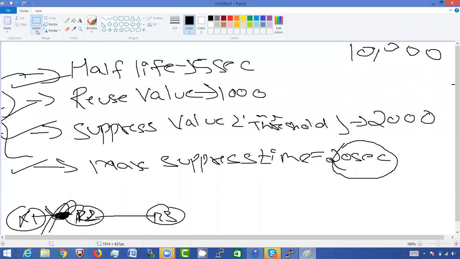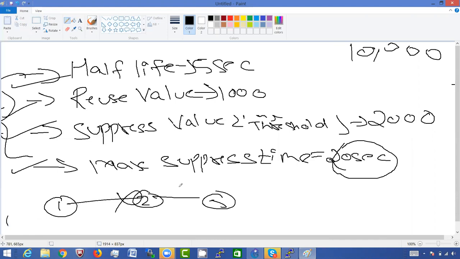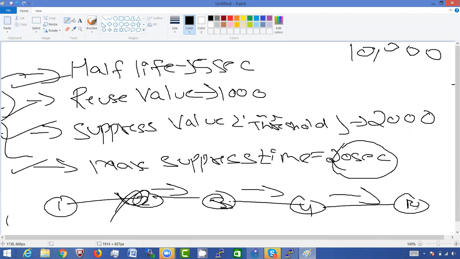So I have shown you what IP event dampening is, and what the use of it is. With IP event dampening, my network can be stable now. How can it be stable? Because now when this interface is flapping, R2 will not advertise this to its neighbor. And if R2 will not advertise to its neighbor, if this interface exceeds the threshold value, R3 can't advertise to its neighbor. And if R3 can't advertise to its neighbor, R4 can't advertise to its neighbor.